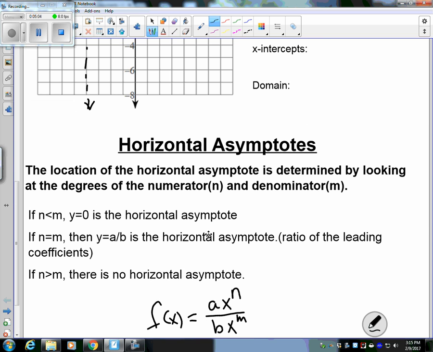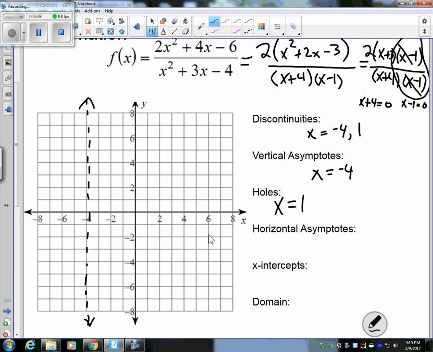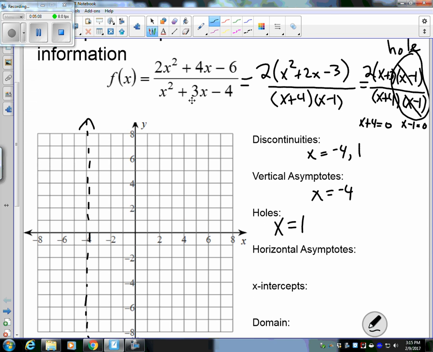So going back up, we look at the original equation. The biggest exponent is 2 in both the numerator and denominator. These are equal, so if they're equal, you take the coefficients, 2 over 1. So your horizontal asymptote, which is y, equals 2 over 1, which is 2.